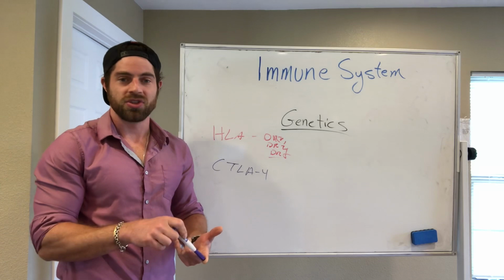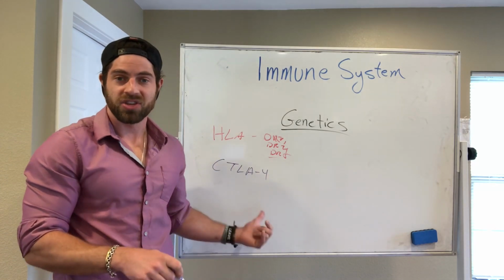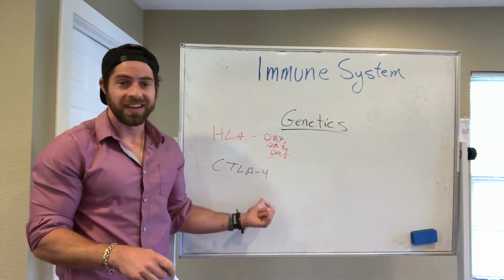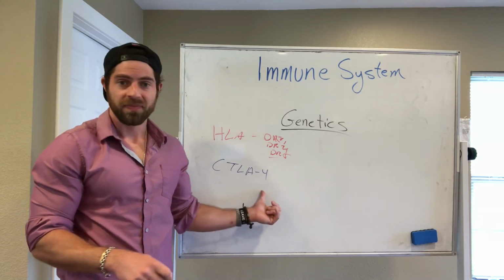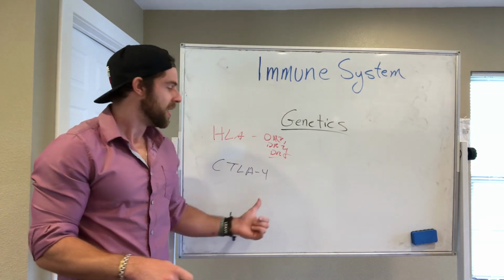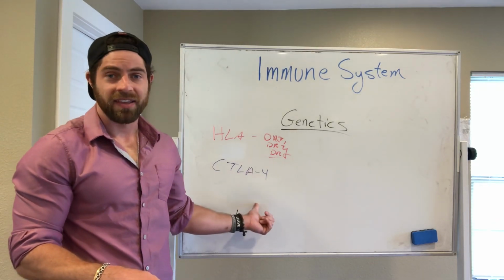And we found that there are genetic SNPs of this gene in Hashimoto's, resulting in an inability or reduced expression and function of this protein, and that's a problem. This has also been found in Graves' disease and type 1 diabetes.